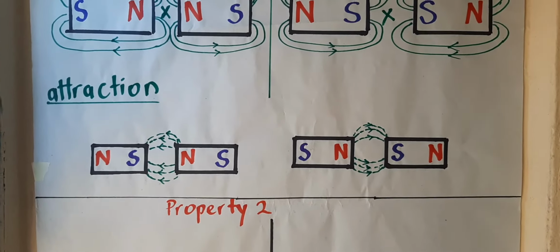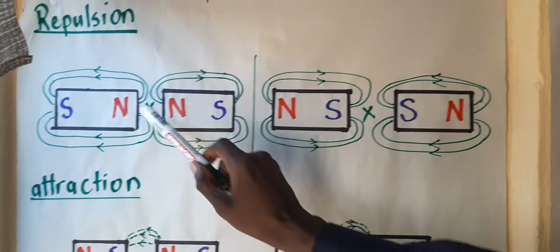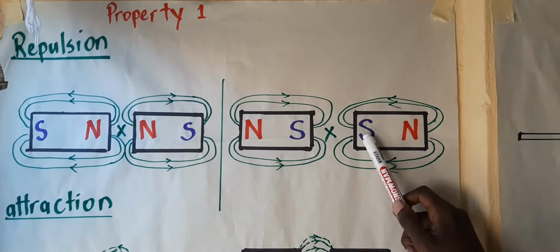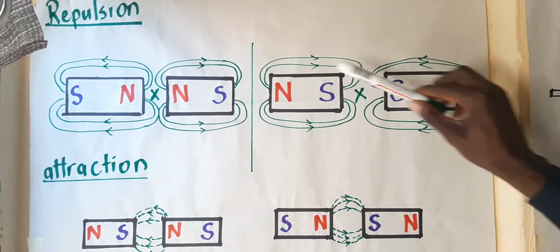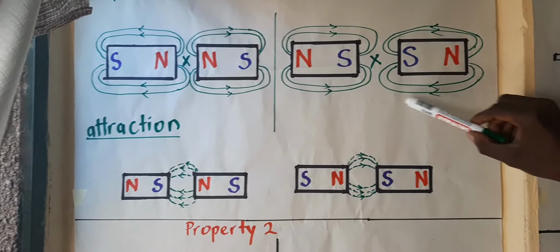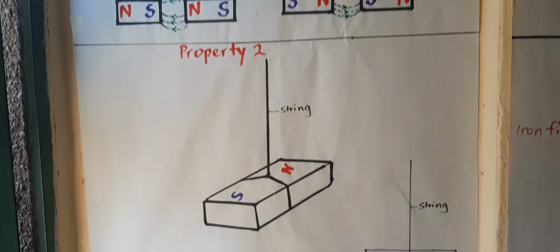Then, like poles repel. North-north, repulsion. South-south, repulsion. You should be able to draw the arrows correctly to show the magnetic lines of force because they run from the North Pole to the South Pole.